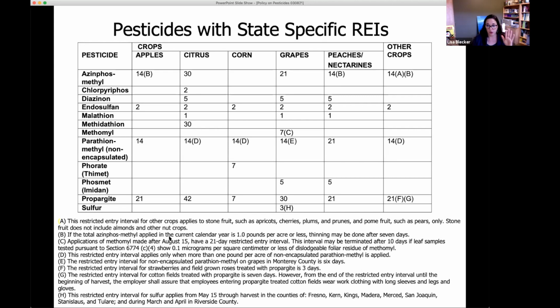So don't worry, go to the footnote. It's very specific circumstances. The REI for sulfur only applies in the Central Valley. So it lists out the counties, and it's May 15th through harvest, or March and April down in Riverside because it's the south end of the valley. And then Comite and Omite also have some specific restricted entry intervals. So if you recognize any of these active ingredients, you need to refer to this list. And if the restricted entry interval on this list is more strict than what the label says, then you have to do the more strict restricted entry interval.